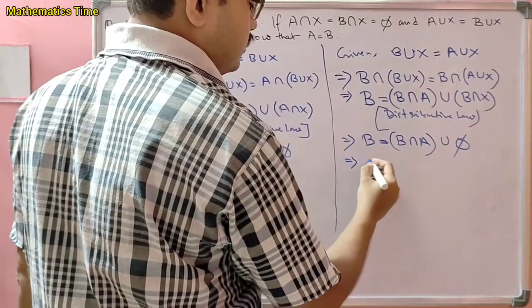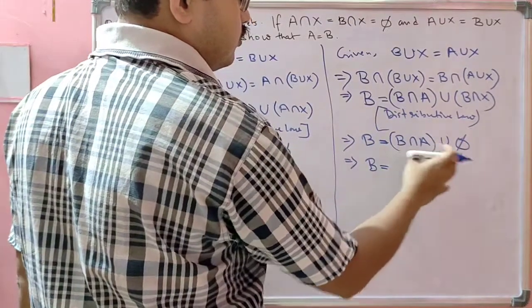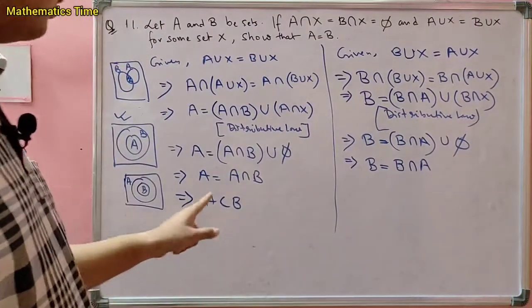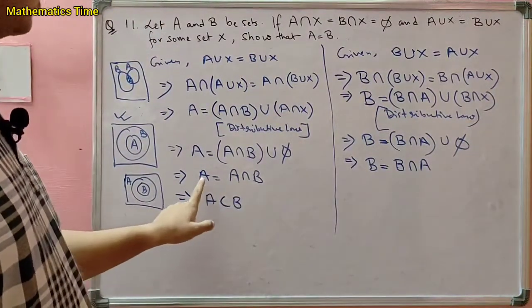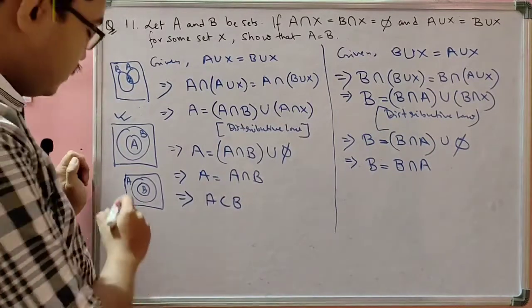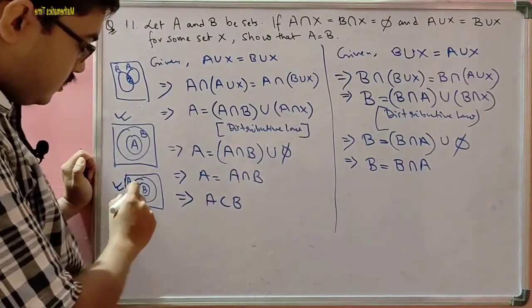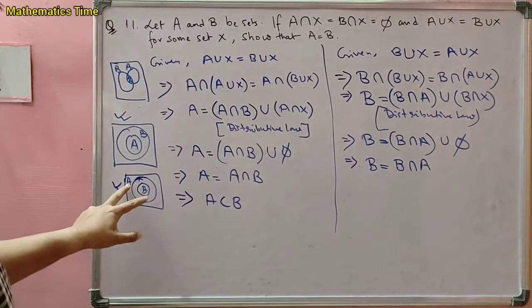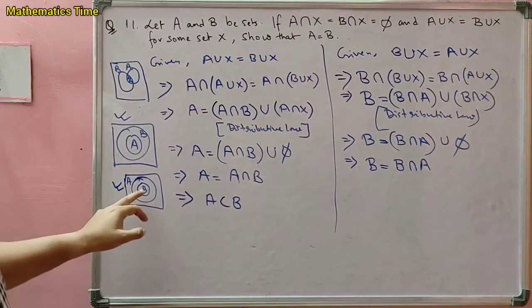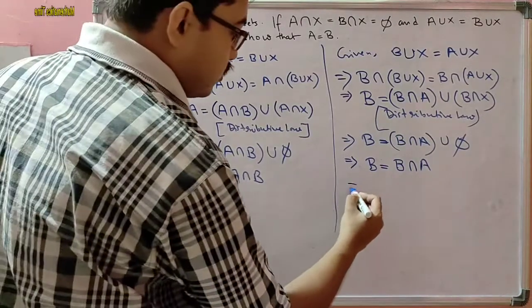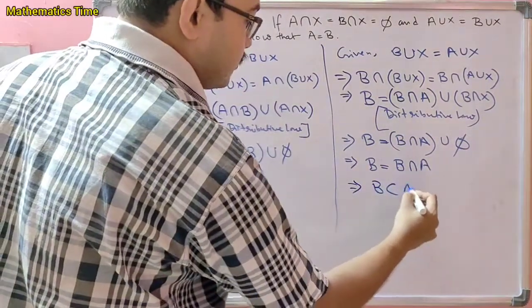So we are taking phi. So union of phi and B intersection A will be B intersection A. Now look, A intersection B is B. So B intersection A will be B only if the case is like this, that is, A is the bigger set and B is the smaller set. Only then A intersection B will be the set B. In any other cases, the result will be different. So we can conclude from here that B is subset of A.